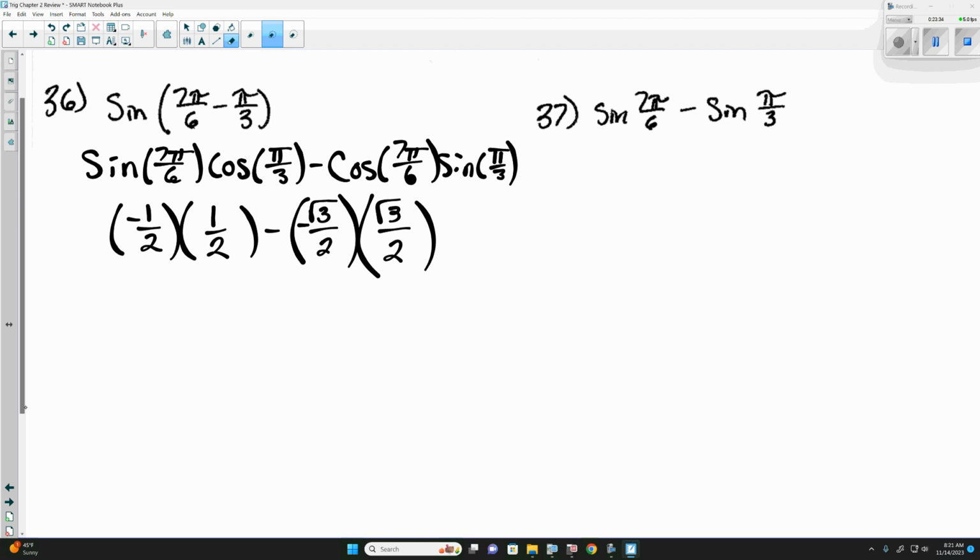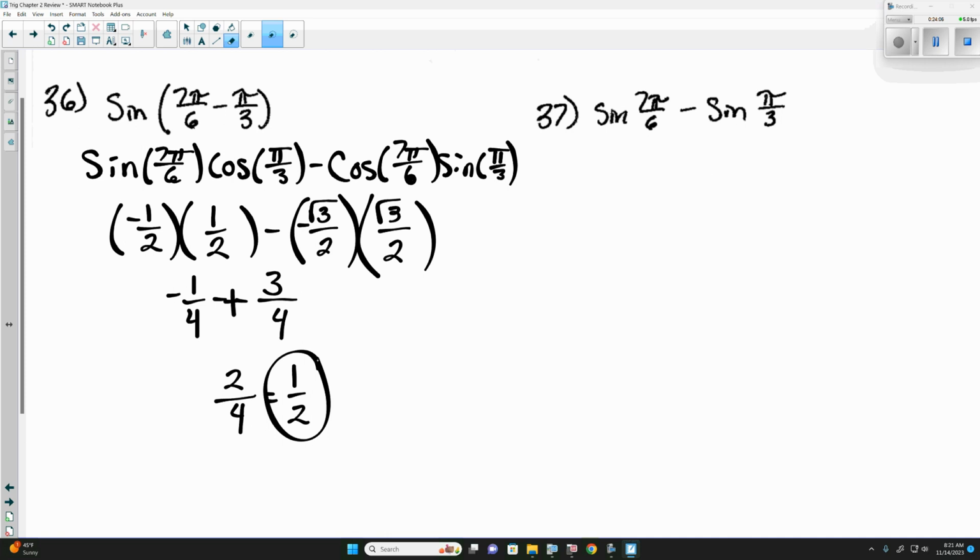Negative 1/2 times 1/2, negative 1/4. Negative square root of 3 over 2 times square root of 3 over 2 would be negative 3 over 4, since square root of 3 times square root of 3 is 3. Negative and negative make a plus. Negative 1 plus 3 is... that's it.